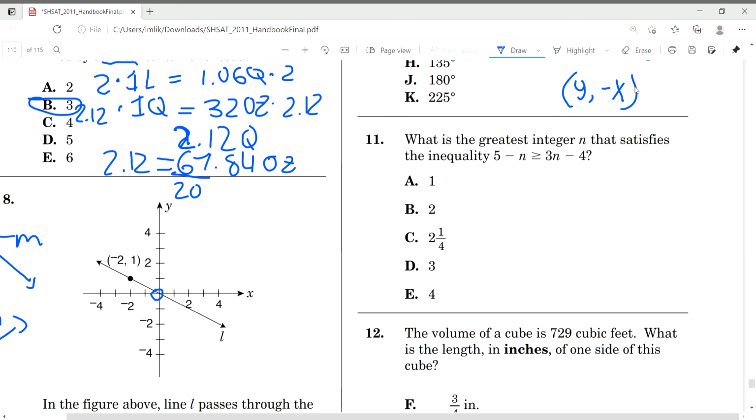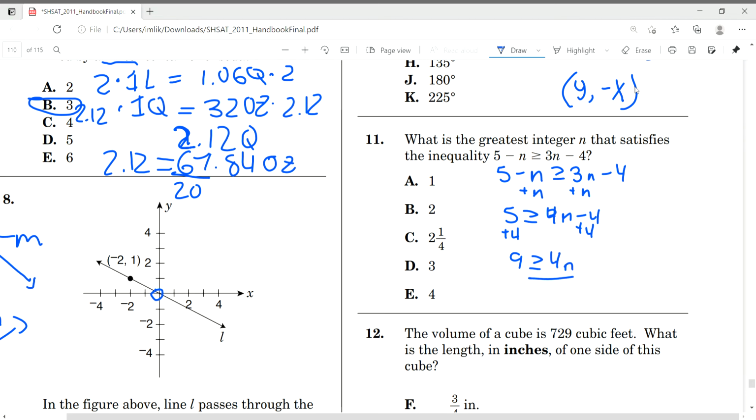What is the greatest integer n that satisfies the inequality? So in order to find the greatest integer, we have to actually solve the inequality for n. So let's simplify and solve. So right here we can just add n on both sides. So now we get 5 is greater than or equal to 4n minus 4. We can just add 4 on both sides. Now we get 9 is greater than or equal to 4n. Divide both sides by 4. We get 9 over 4 is greater than or equal to n.